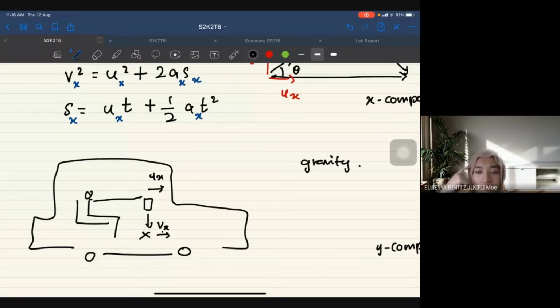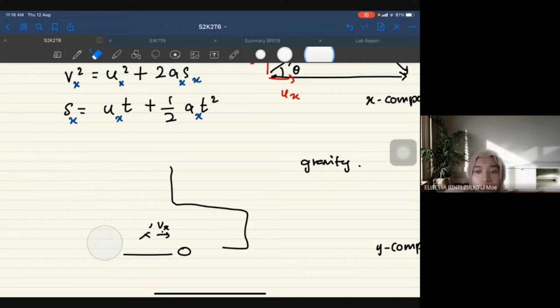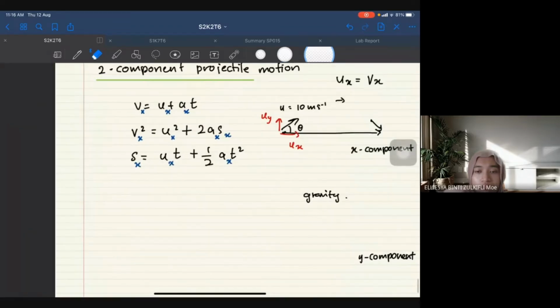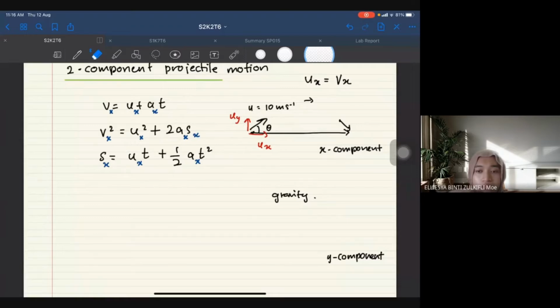So for the X component, there's no force acting on it. So basically, Ux is equal to Vx. What happens when Ux is equal to Vx? We can say that Ax is equal to 0. Okay, I'm going to erase this a little bit. We can say that Ax equals 0.